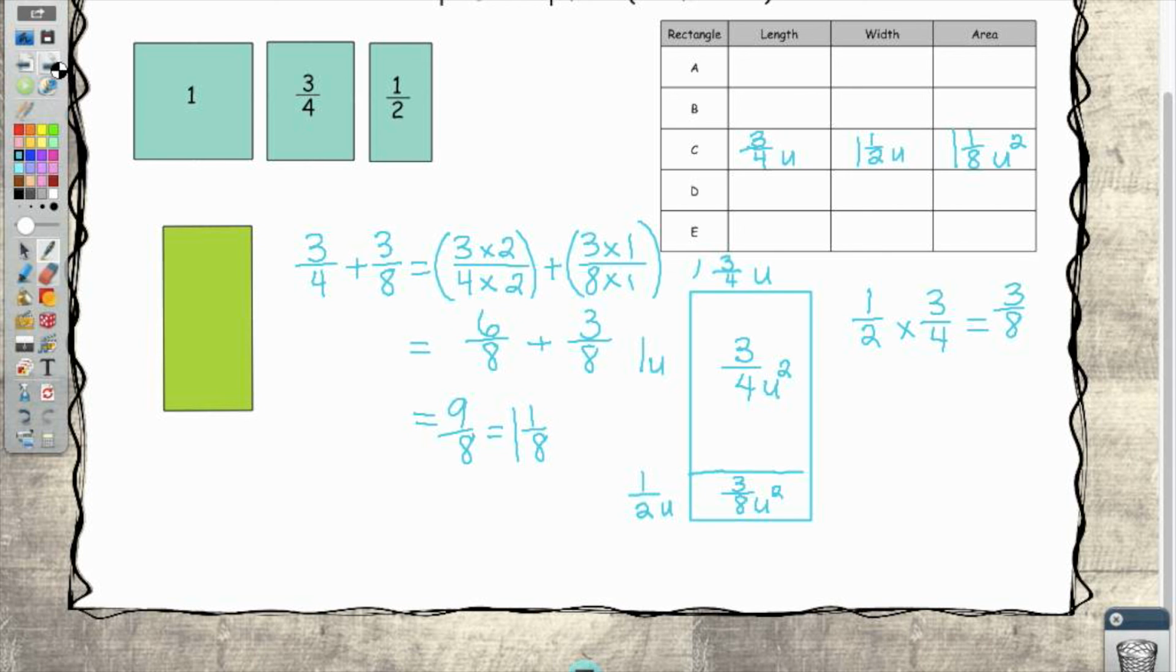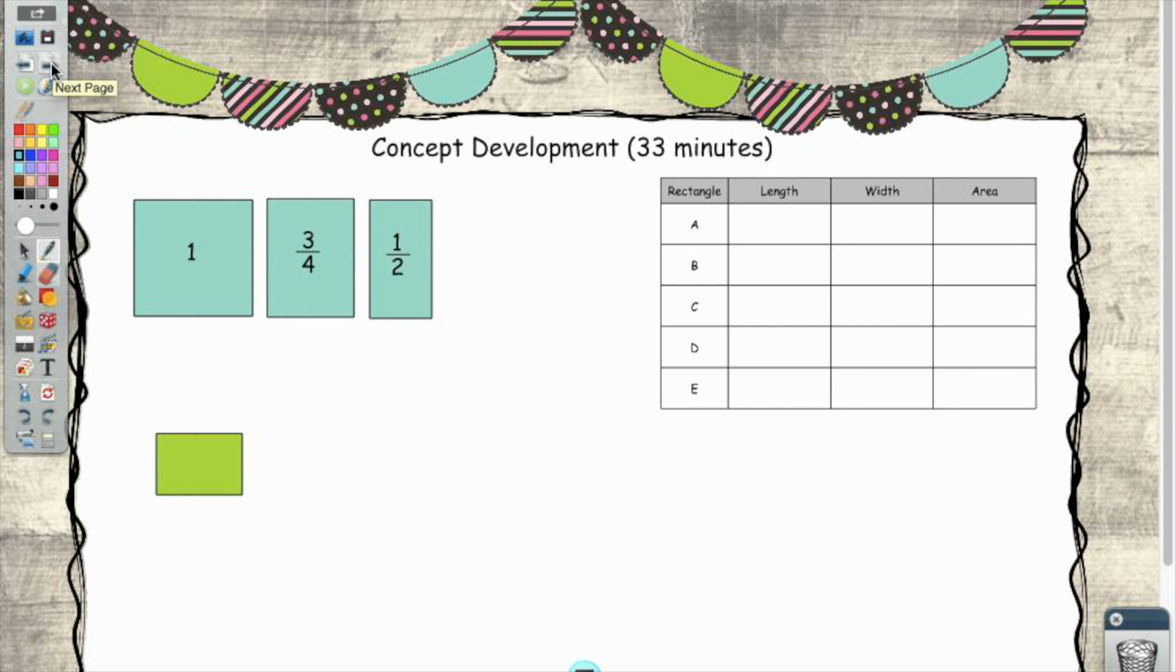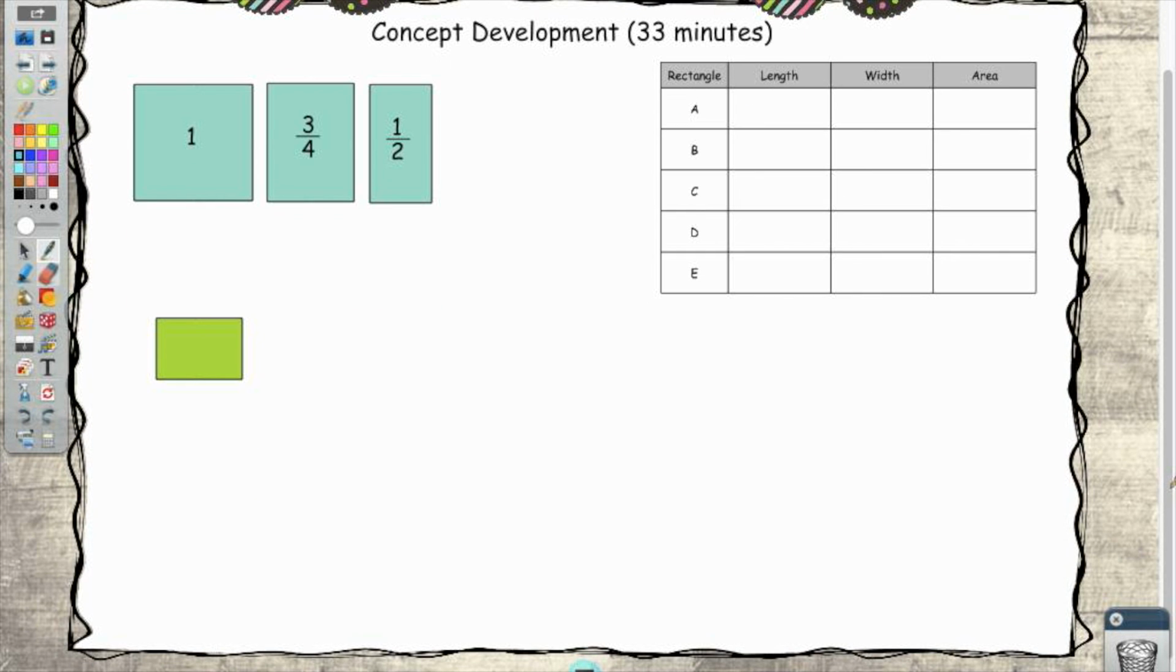All right, let's take a look at rectangle D. This is probably the last one we're going to have time to do today, and we'll finish it tomorrow. So this is pretty small, isn't it? Yes. I think it's less than 1 whole, so I'm not going to mess with 1 whole. How wide do you think it is?